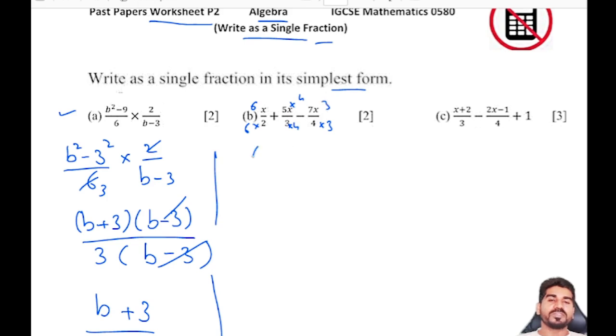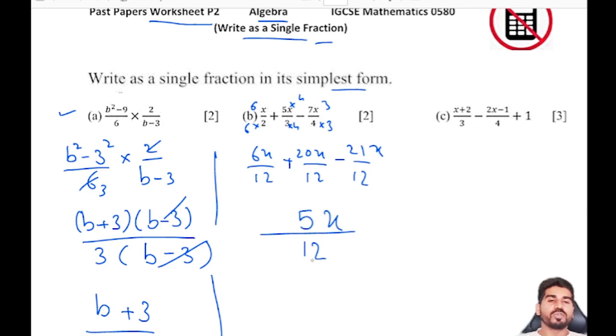So there will be 6x over 12, and then 5 fours are 20x over 12, and 7 threes are 21x over 12. Now you can see all the denominators are 12 here, so you can just write 12, and there will be 6x plus 20x. That makes 26x, and 26x minus 21x is 5x. 5x over 12, this will be the answer for part B.